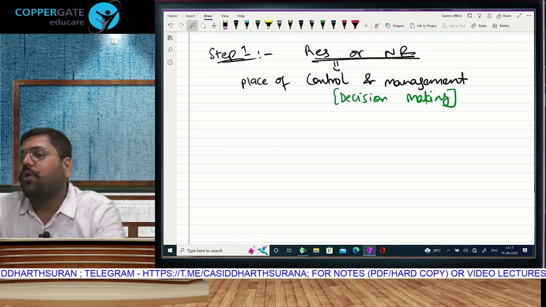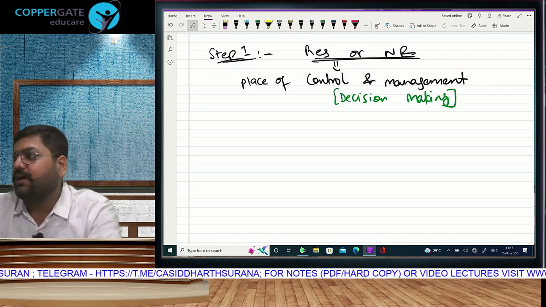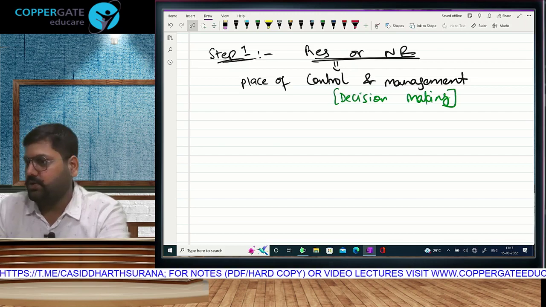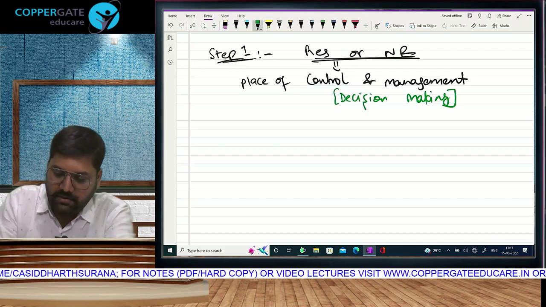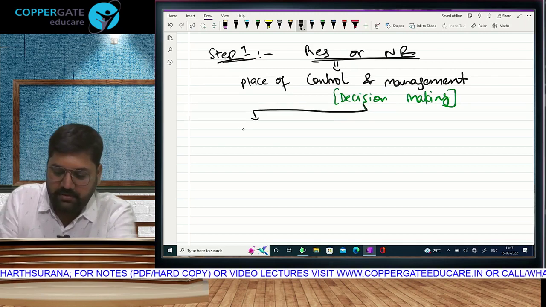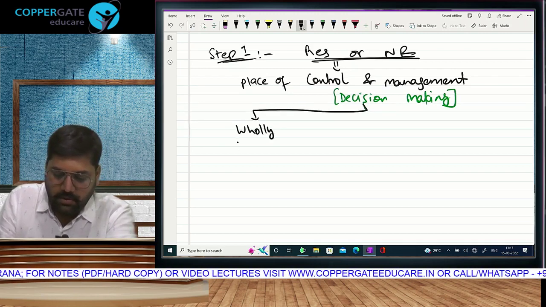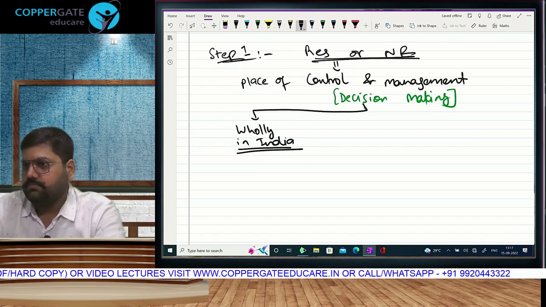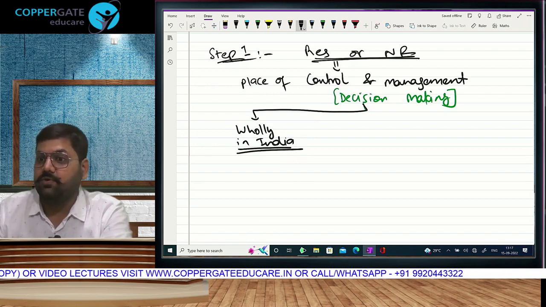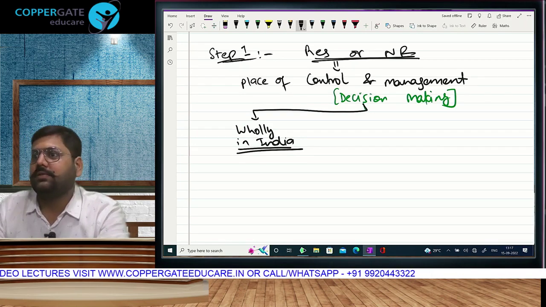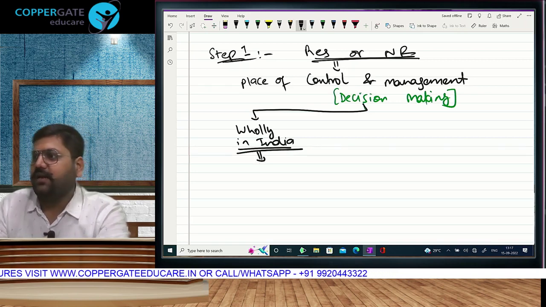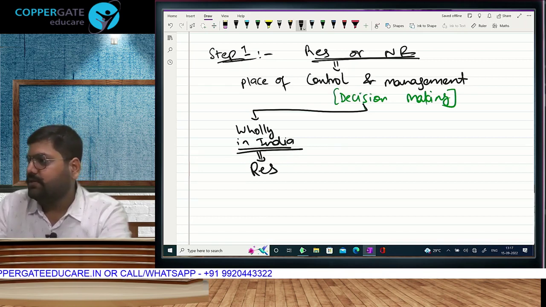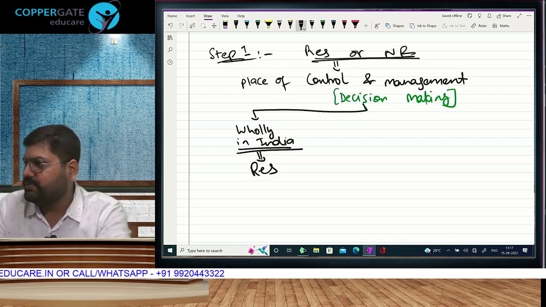Very good. Place of control and management, matlab place of taking decisions. Where are the operational decisions, the business decisions of this HUF taken? Possibility 1. The decisions of this HUF are taken wholly in India. If I ask a 3-year-old kid, no, he will also answer. This HUF is resident or non-resident. If all the decisions are taken in India, obviously the HUF will be a resident. No need to explain this.